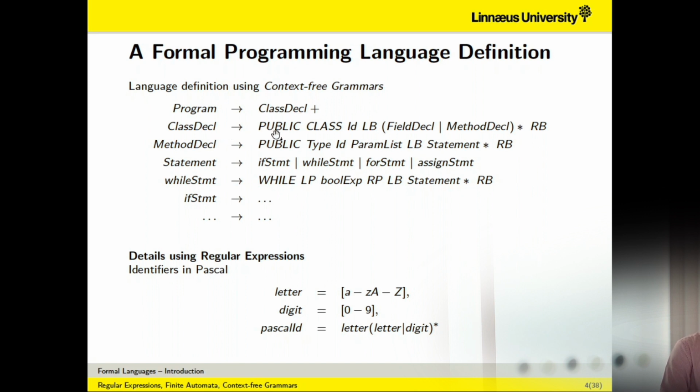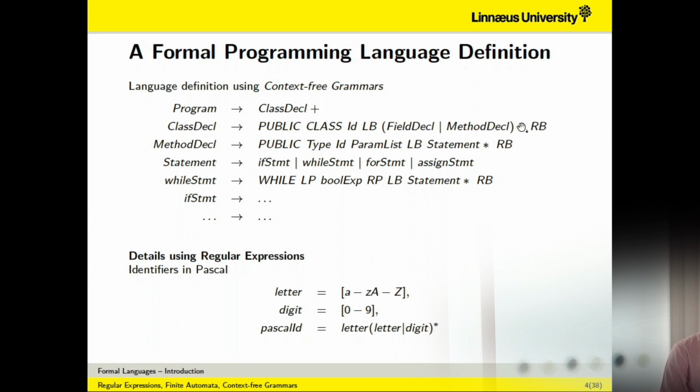It should start with the keyword public, let's say, and then the keyword class, and then an identifier, and then the left bracket. Then in the class declaration you can have either field declarations or method declarations. And in the end you have a right bracket to close the class definition.